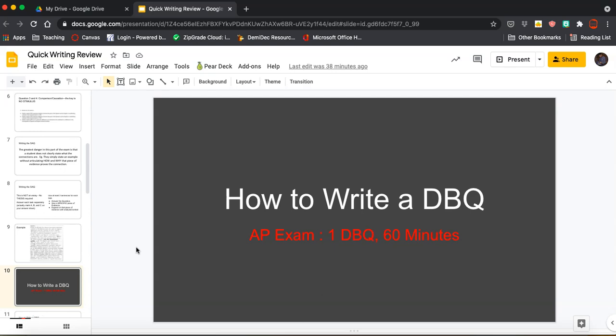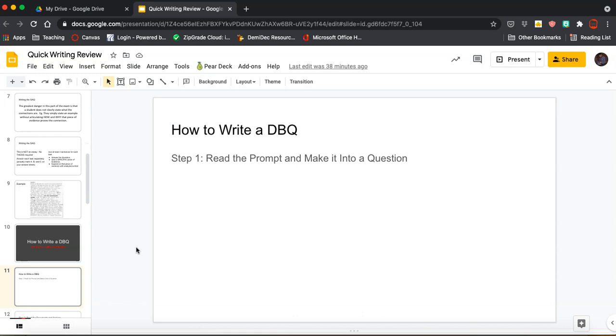The next writing thing that you'll do after the break is a DBQ, a document-based question. This is worth 25% of your score. You get 1 hour to write it, and there's no choice here. You have to write the DBQ they give you. Now, the DBQ they'll give you has 7 documents, and it has a prompt.